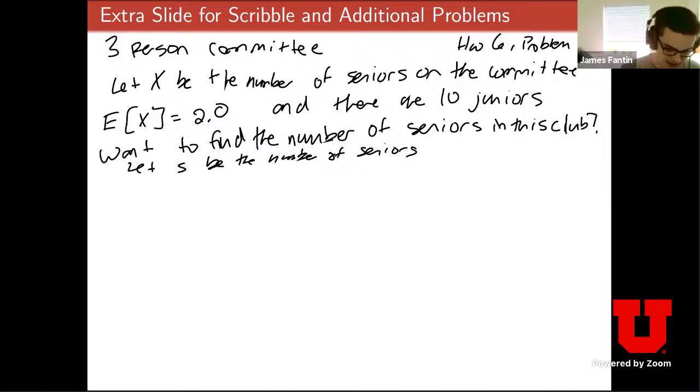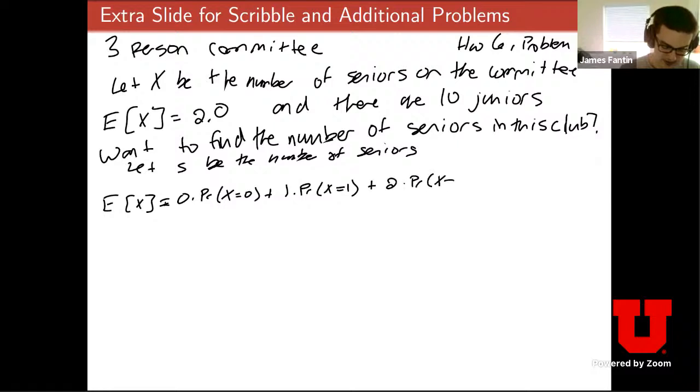Then the expectation is equal to 0 times the probability that X is 0, plus 1 times the probability that X is equal to 1, plus 2 times the probability that X is equal to 2, plus 3 times the probability that X is equal to 3.